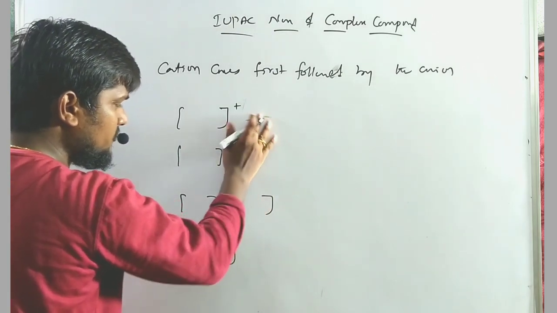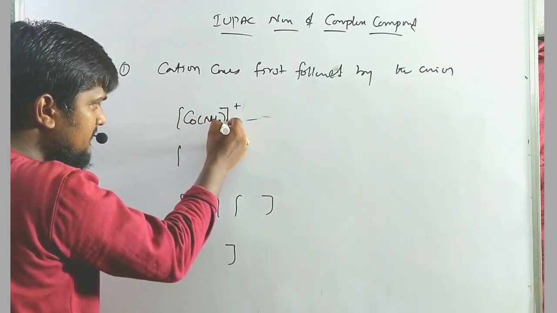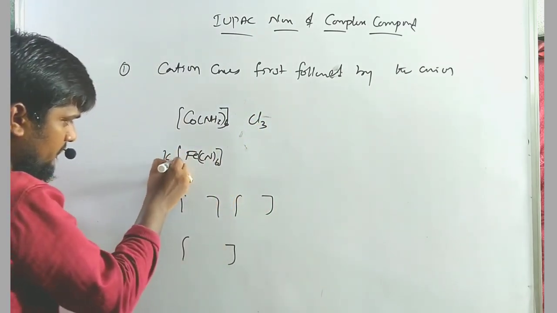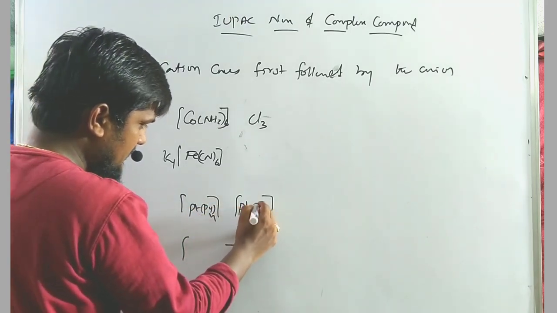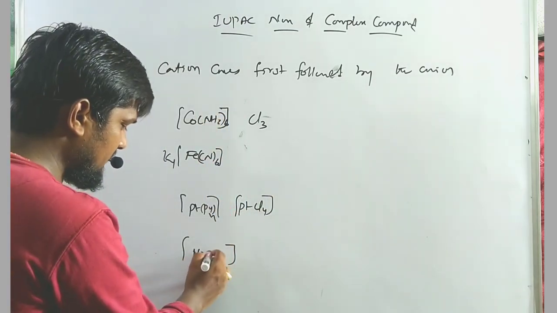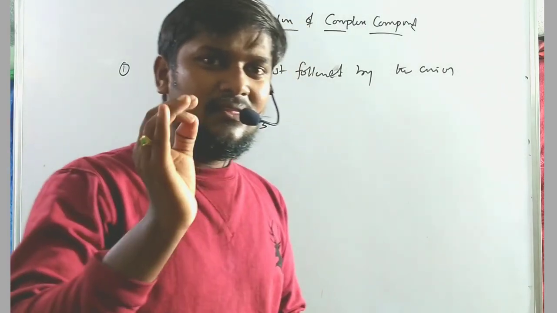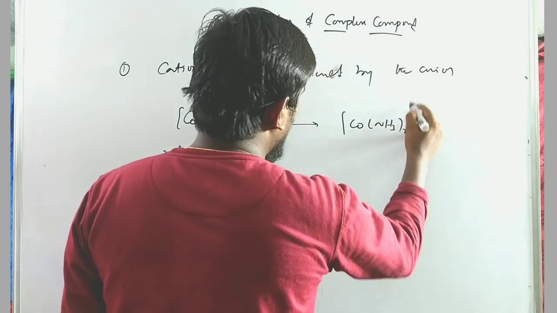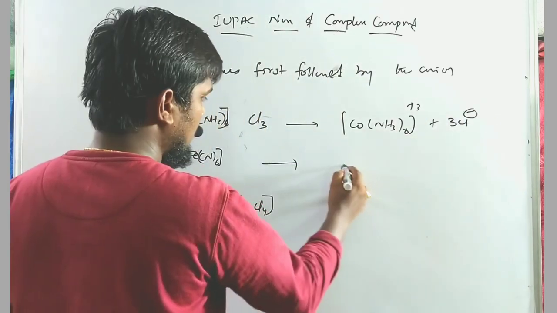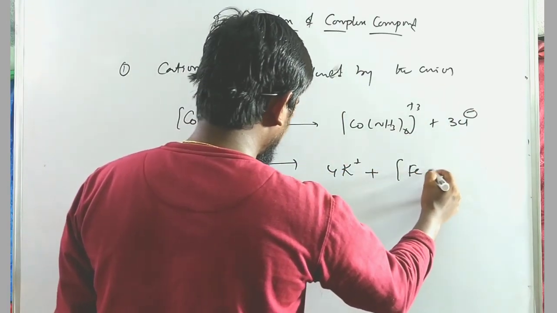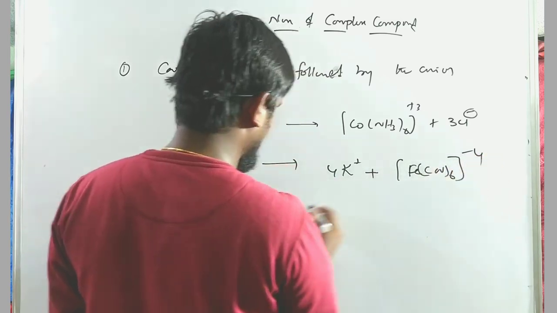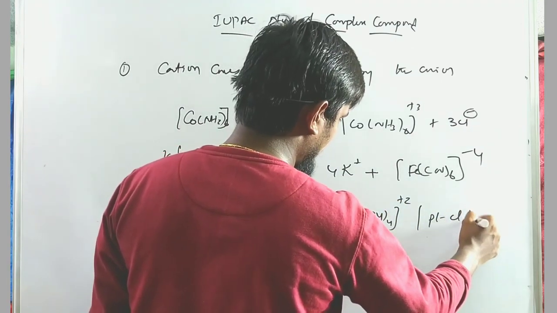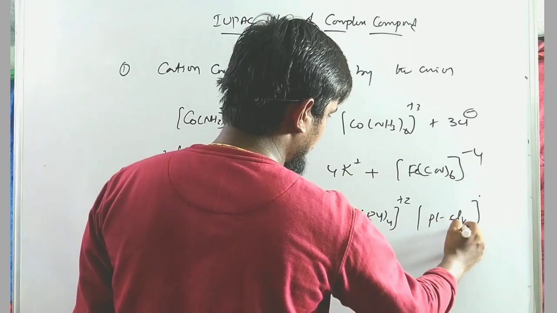The examples are cobalt NH3 6 times Cl3, FeCN 6 times K4, platinum pyridine 4 times platinum Cl 4 times, and nickel CO 4 times. Let us assume when those complexes are hydrolyzed, we get cobalt NH3 6 times plus 3 Cl minus, 4 K plus Fe CN6 minus 4, platinum pyridine 4 times plus 2, platinum Cl 4 times minus 2.